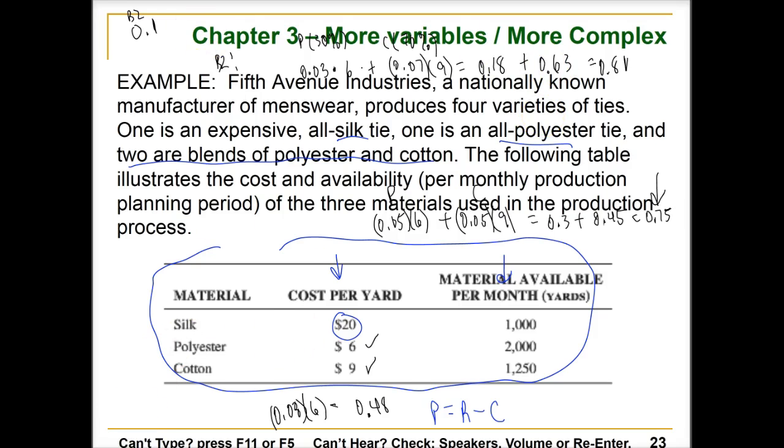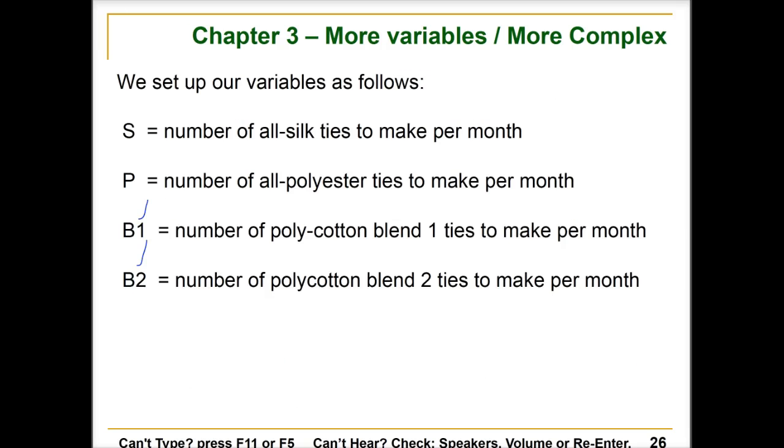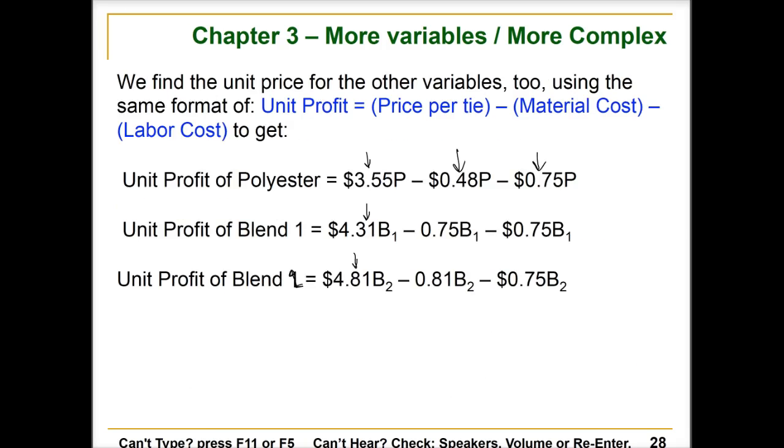And so if we go back to what we see here, that should all make sense. We see here we had 75 cents material cost for blend 1 and 81 cents material cost for blend 2. And of course, our labor cost is the same no matter what tie we're making. So that's how we come up with all of this.